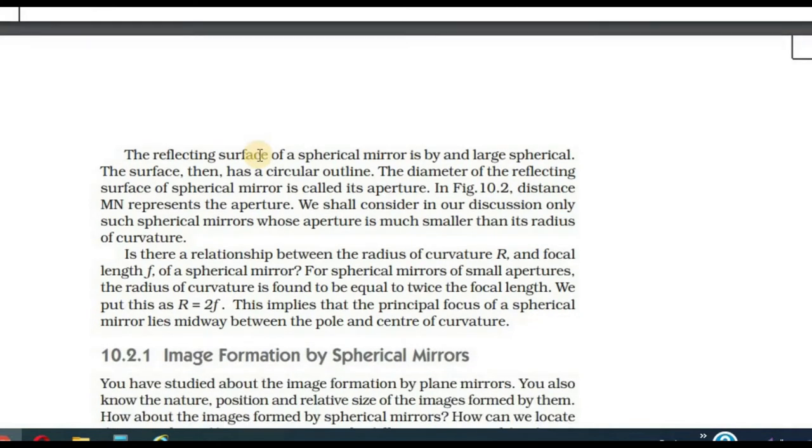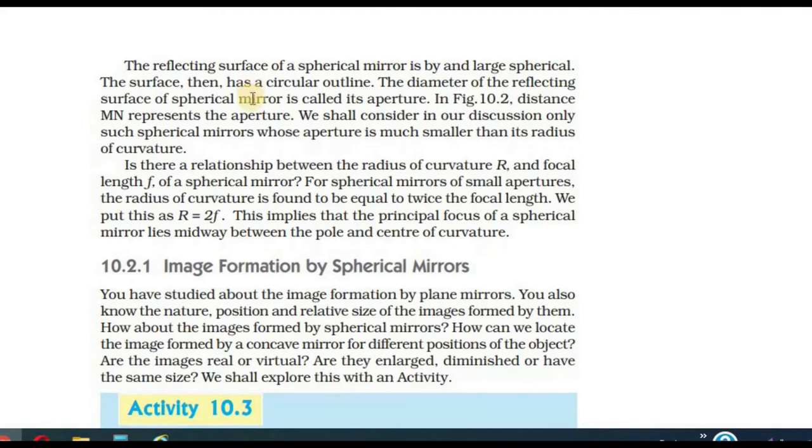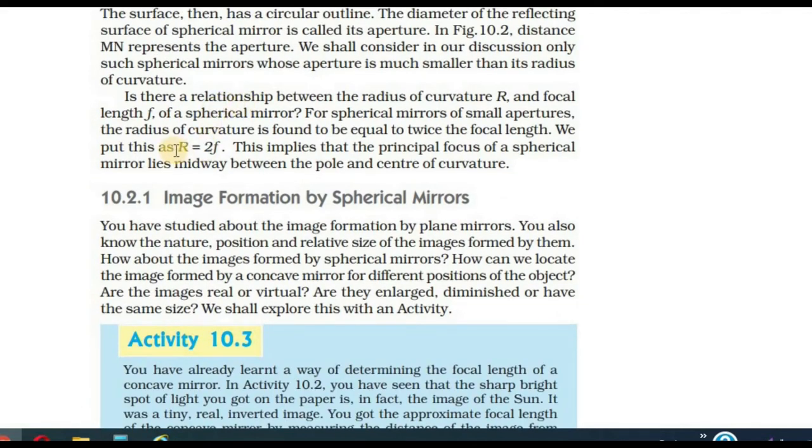Okay. And we have the relationship between the radius of curvature R and the focal length f as R is equal to 2f. What is the relation between R and f? R is equal to 2f.